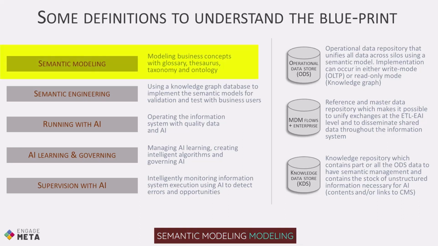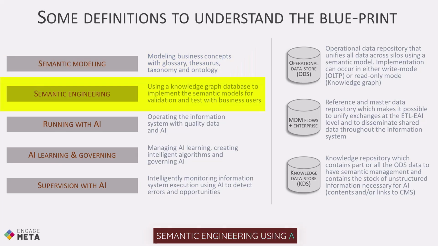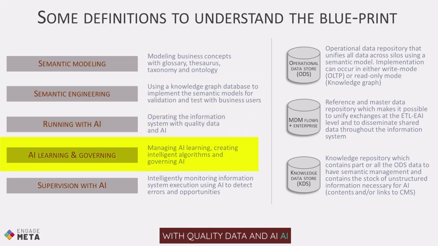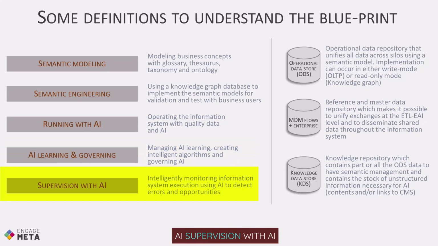Semantic modeling: modeling business concept with glossary, thesaurus, taxonomy, and ontology. Semantic engineering: using a knowledge graph database to implement the semantic models for validation and test with business users. Running with AI: operating the information system with quality data on AI. AI learning and governing: managing AI learning, creating intelligent algorithms and governing AI. Supervision with AI: intelligently monitoring information system execution using AI to detect errors and opportunities.